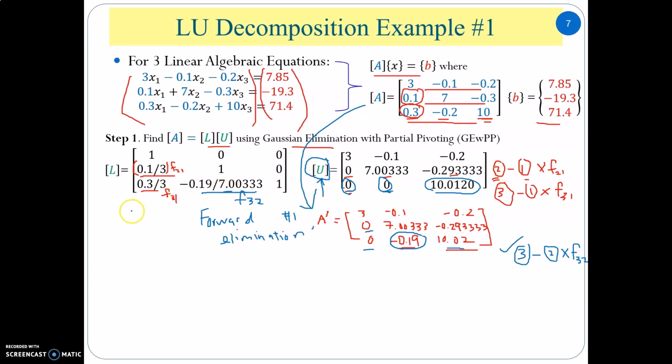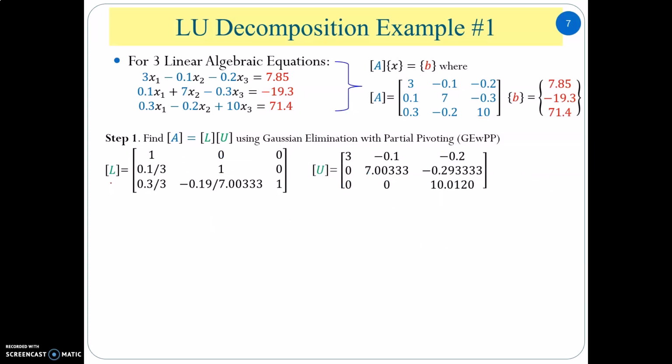Then we succeed in obtaining the L matrix and U matrix, where for the L matrix, you always have 1 in the diagonal. Since this is the lower triangular matrix, you have 0 at the top and non-zero at the lower part. For the upper triangular matrix, you have non-zero at the upper part, and the rest you have 0.